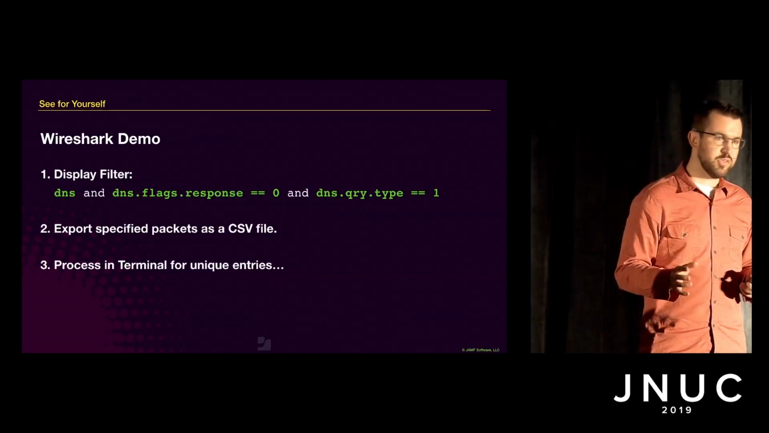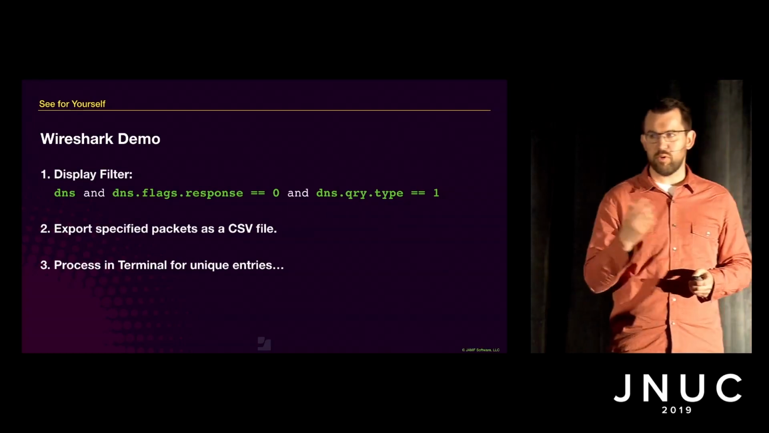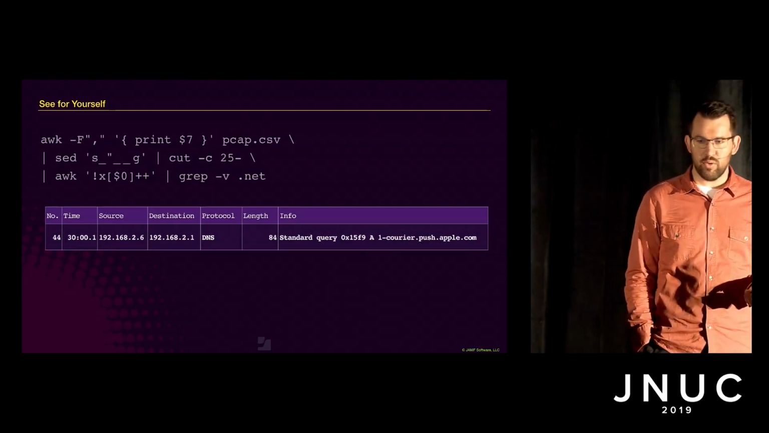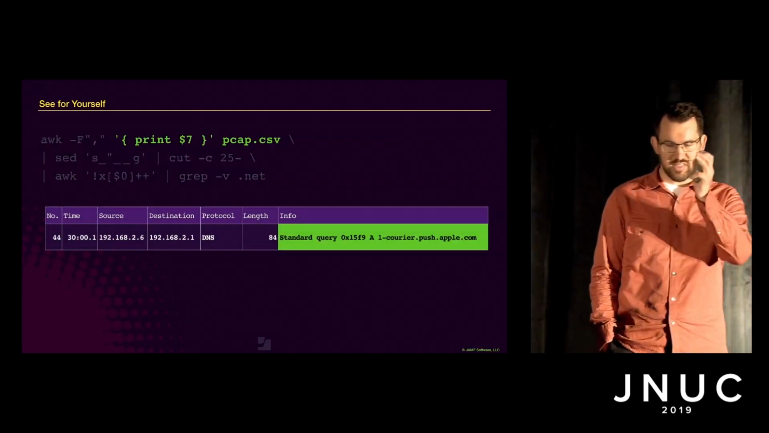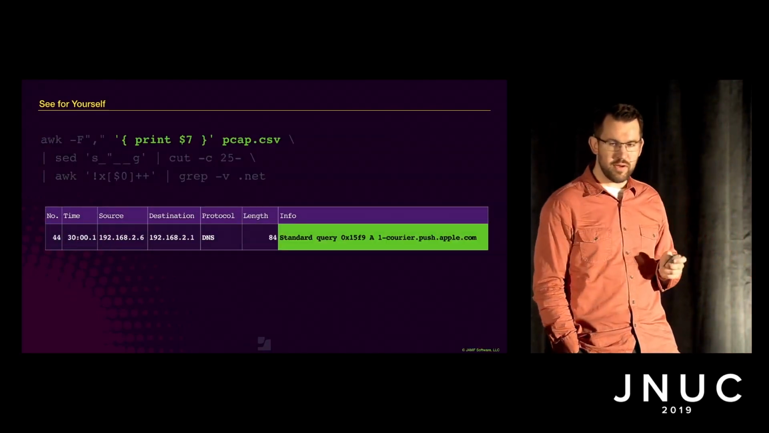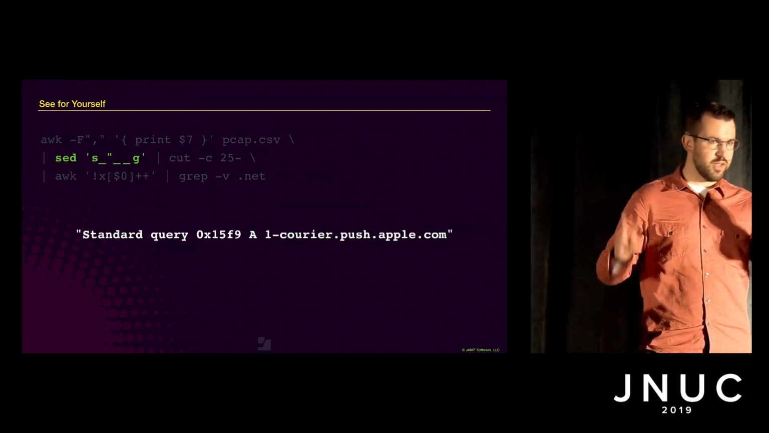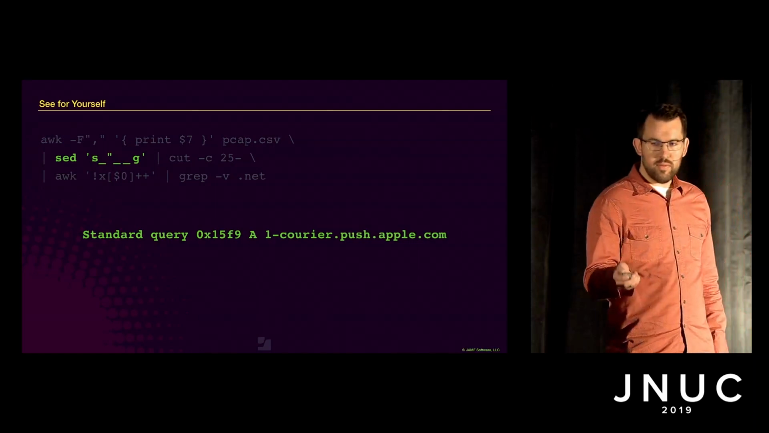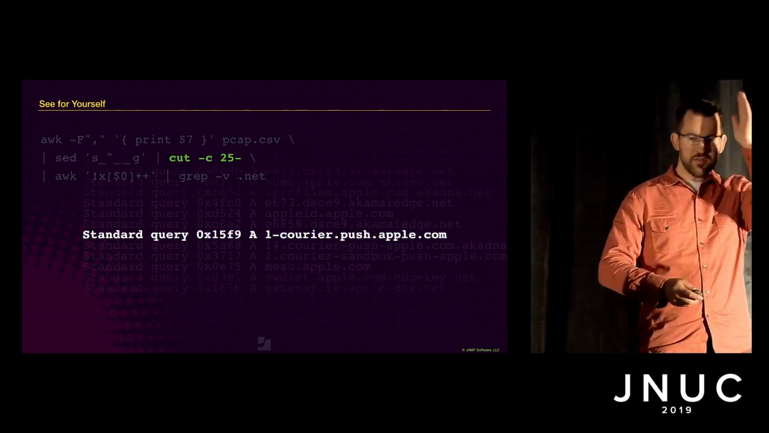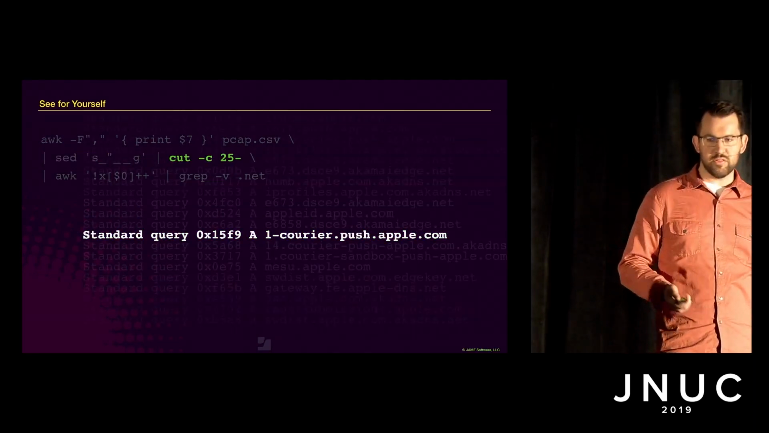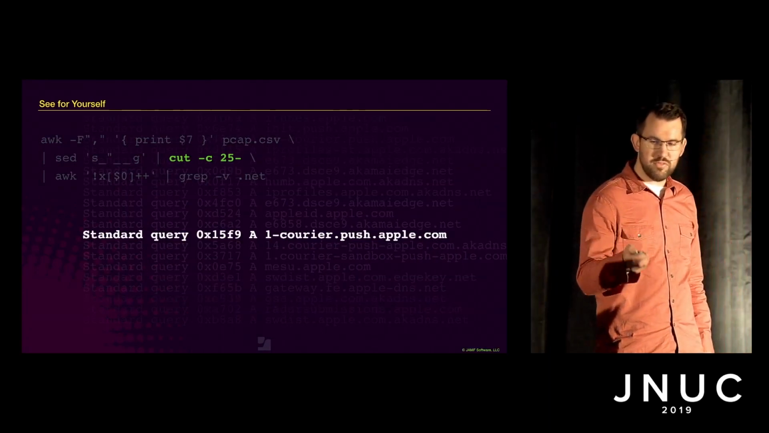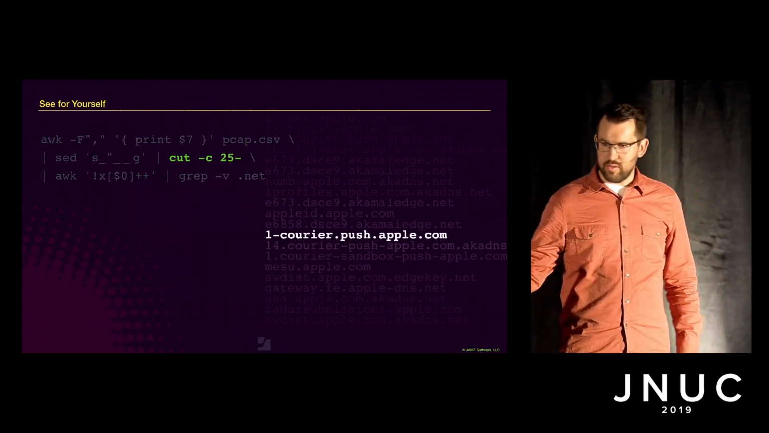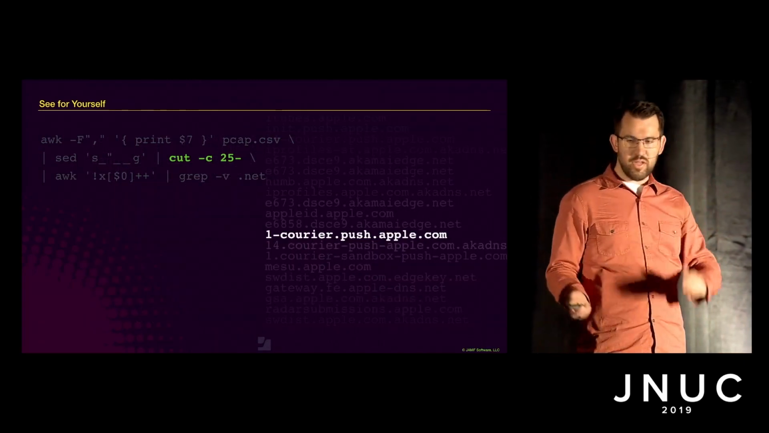And then we're going to export the specified packets to a CSV file and process in terminal for unique entries. So it looks like this. We're going to use the awk command to print the 7th column of the CSV file, use the stream editor to get rid of the quotes that are in the raw file, and then every line of this is going to start with "Standard query," yada, yada, yada. So we want to remove up to the 25th character. That leaves us with, sorry, this clicker is being real funky. There we go. That leaves us with just the host names.